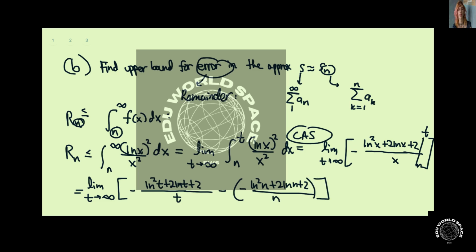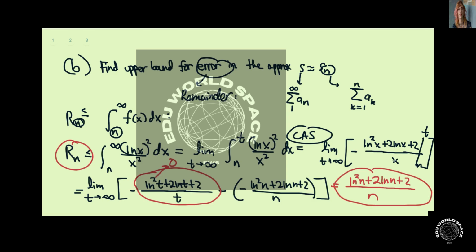Now we saw in part A that this expression here will go to 0 in the limit. We use L'Hopital's rule to show that. Now this second term here doesn't depend on t, so we'll just go ahead and simplify this. And there's our upper bound for the error. So we have R_n over here, less than or equal to, and here's our upper bound. So that resolves part B, and we'll actually use this again soon.